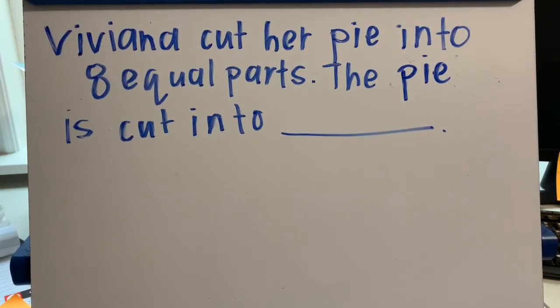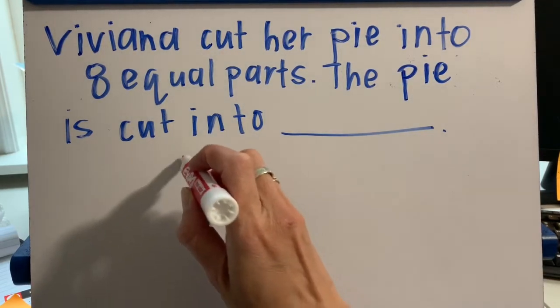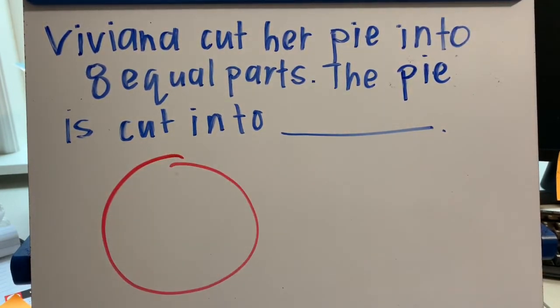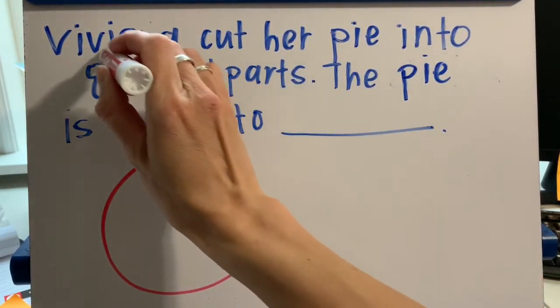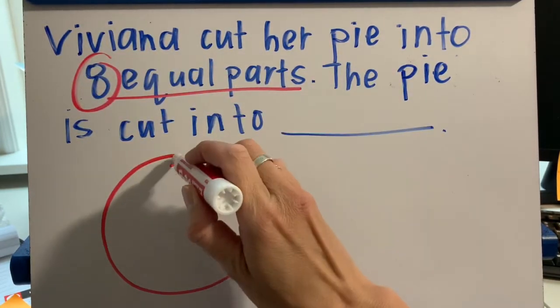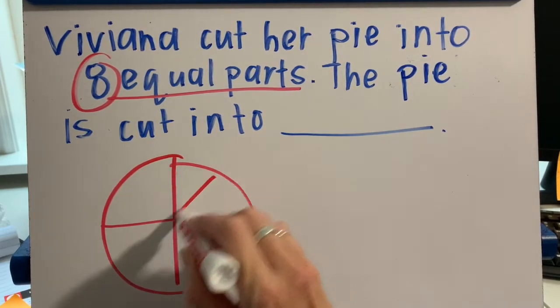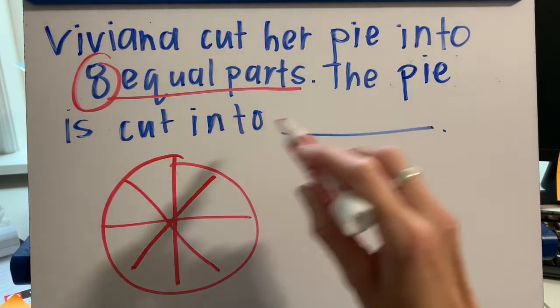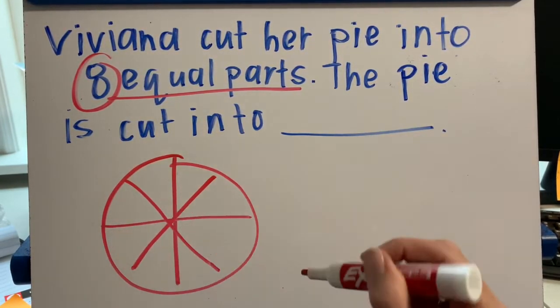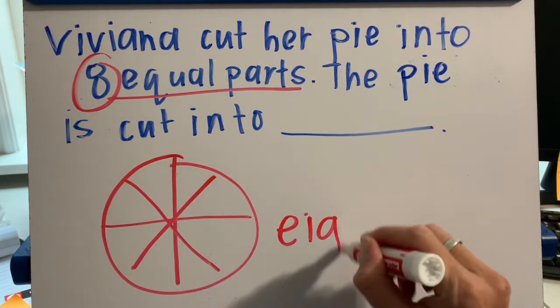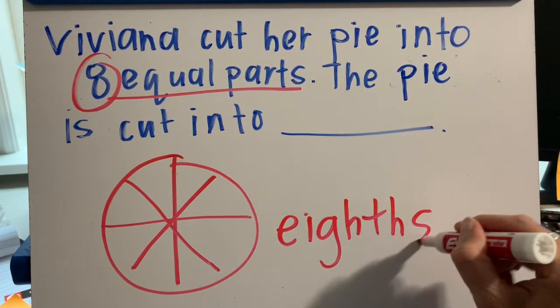Viviana cut her pie into 8 equal parts. The pie is cut into what? So I'm going to go ahead and draw Viviana's pie. I know that she cut her pie into 8 equal parts. So I'm going to go ahead and cut it into 8 equal parts. Remember, that's a plus sign and a times sign. And the pie is then cut into, if I have 8 equal parts, I call that eighths as my answer.